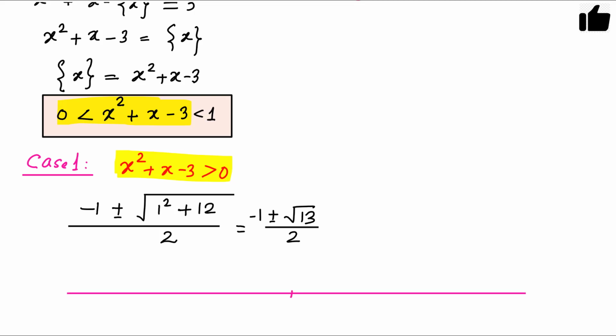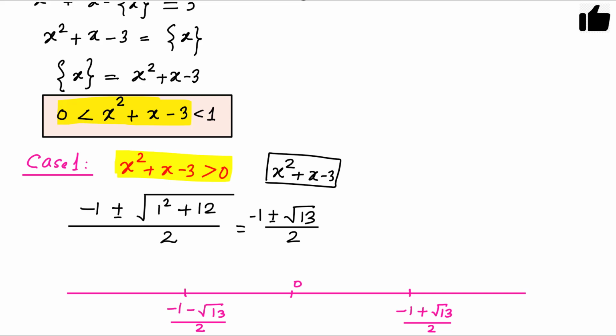Here you will have 0, and here you will have minus 1 minus root 13 divided by 2, and here you will have somewhere minus 1 plus root 13 by 2. Now see, in this expression if you put this value, this will be 0, but I am looking for greater than 0. What if x equals 0?